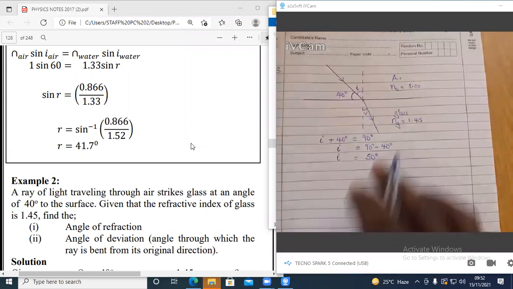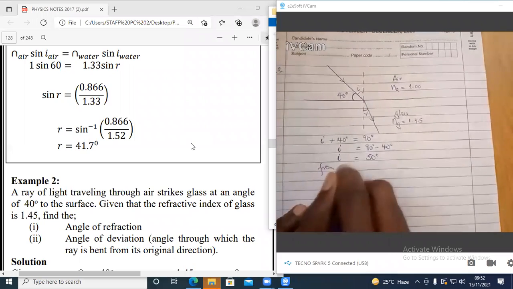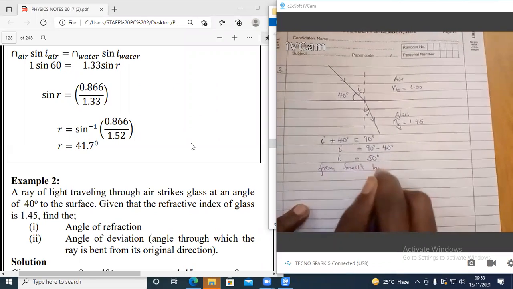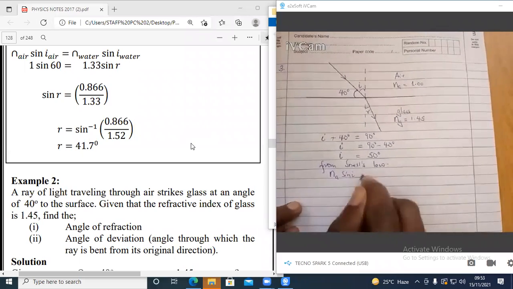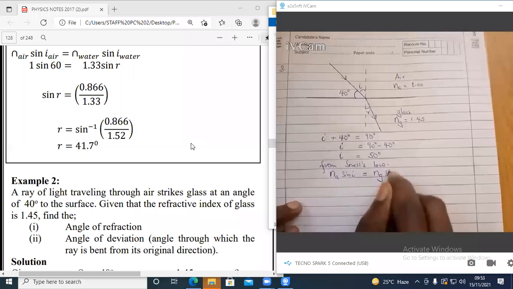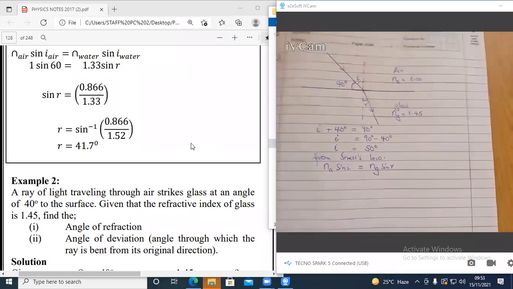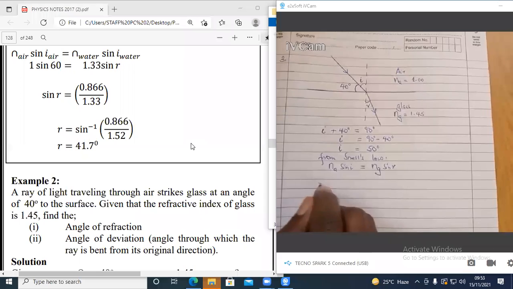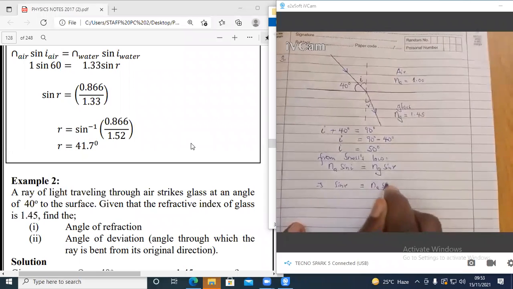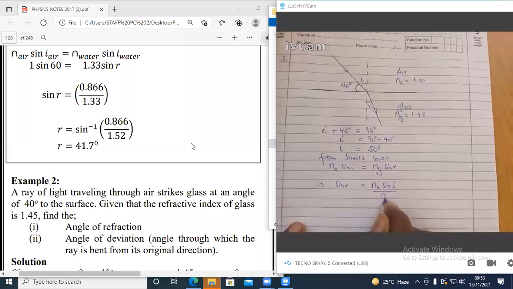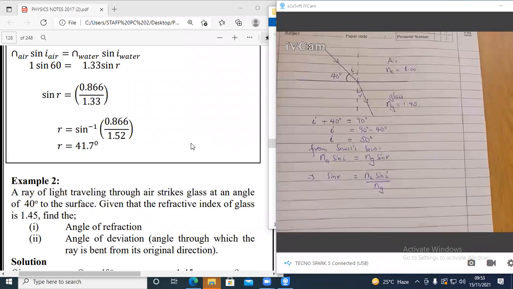Now to find the angle of refraction, what do we use? From Snell's law, we shall have n_a sine i equals n_g sine r. What are we looking for? We are looking for r. So it implies that sine r is equal to n_a sine i over n_g. Not so, members?